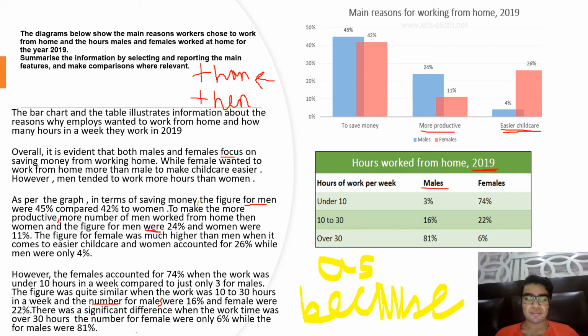So again, I'll tell you how to write the last sentence. There was a significant difference. Significant is a really good word because it shows how big something is, how big the difference is. So there was a significant difference when the work time was over 30 hours, because you didn't write anything after 30 hours, but say because the number for females was only 6%, while the number, don't just say while the four males, say while the number for males was 81%. So you get the point right now, but the overall clarity was very good. Now I'll rewrite this in my own way and tell you what that means.